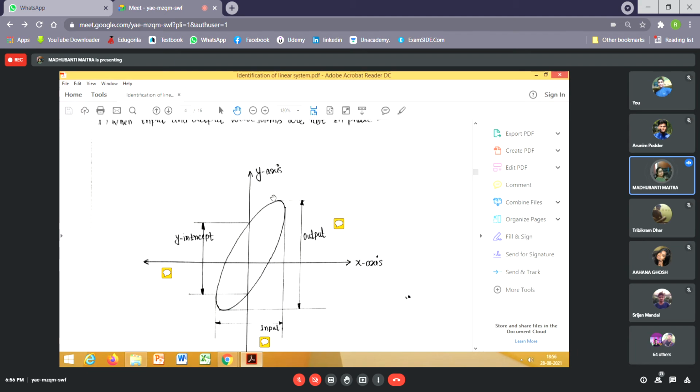And the projection on the y-axis, so this is the length, projection on the y-axis, that is the amplitude of the output signal. So that we will call 2B. Okay. And you see at these two points, the ellipse is intersecting the y-axis. So this length is called the y-intercept. And this we will call 2C. Clear?